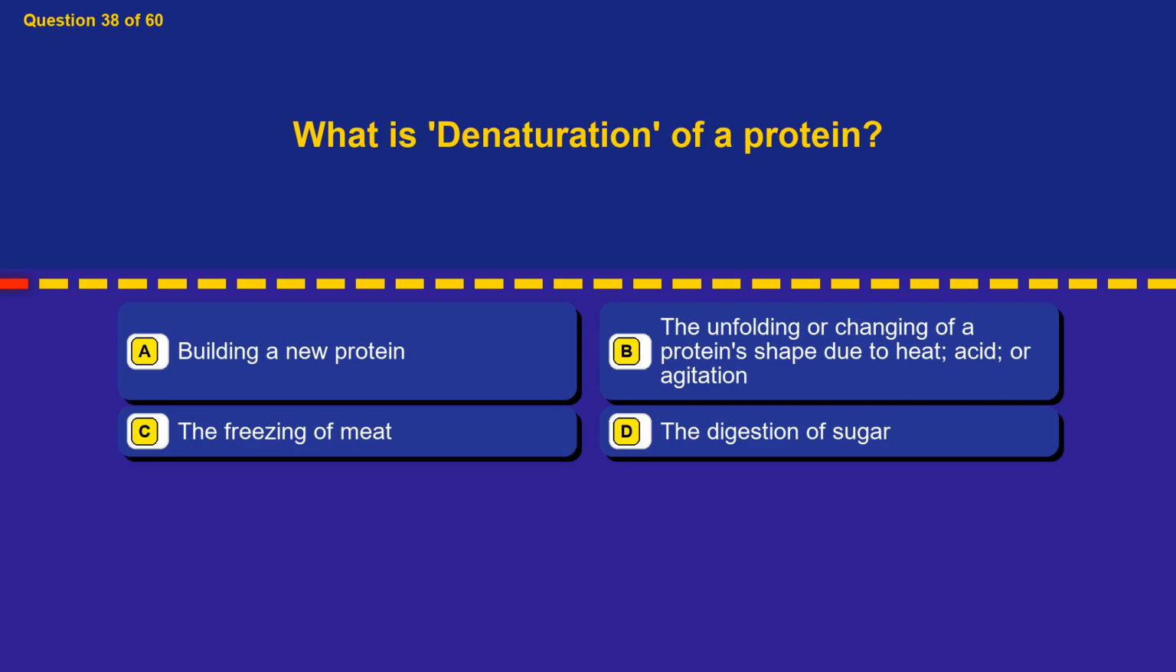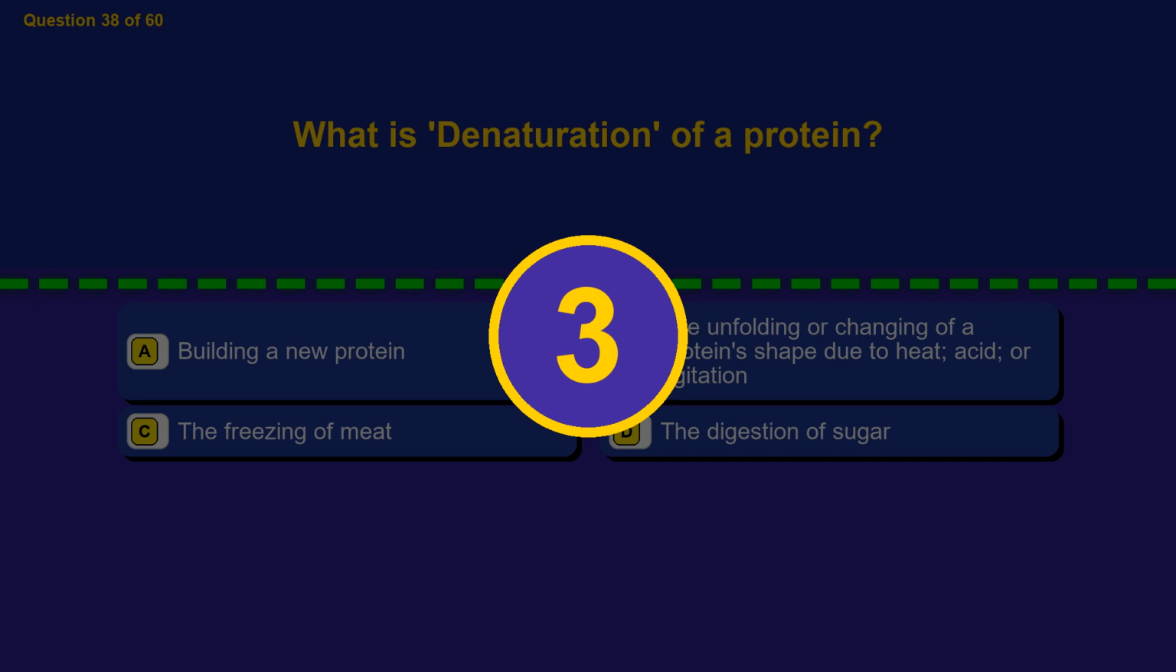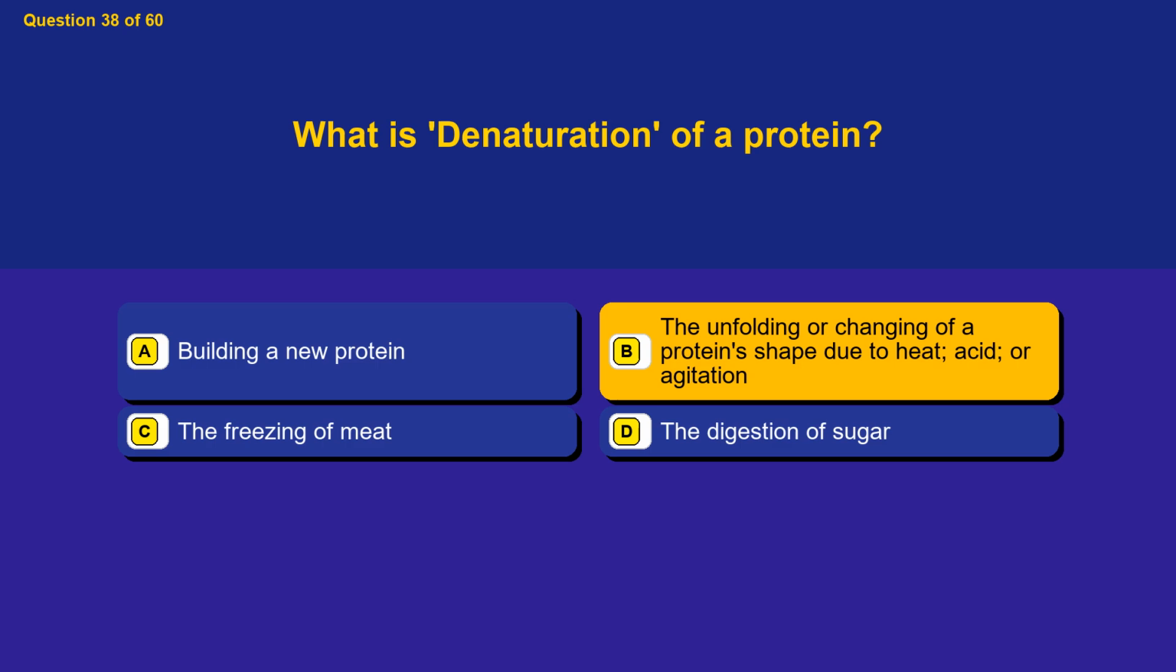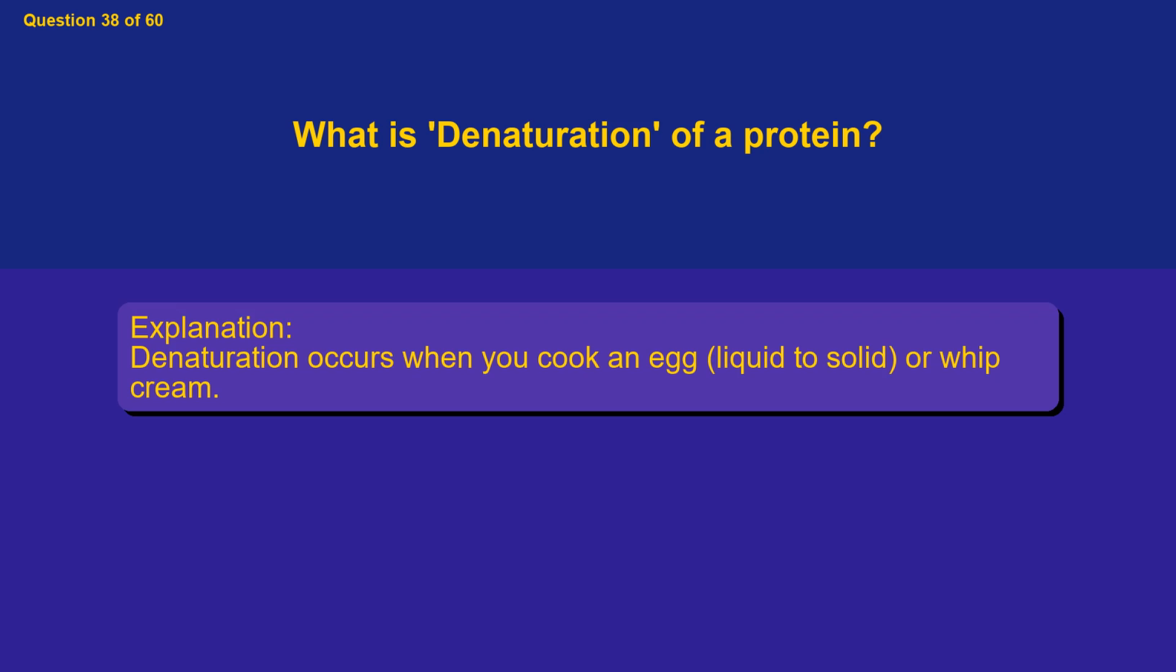Question 38. What is denaturation of a protein? Option A, building a new protein. Option B, the unfolding or changing of a protein's shape due to heat, acid, or agitation. Option C, the freezing of meat. Option D, the digestion of sugar. The correct answer is option B, the unfolding or changing of a protein's shape due to heat, acid, or agitation. Denaturation occurs when you cook an egg, liquid to solid, or whipped cream.